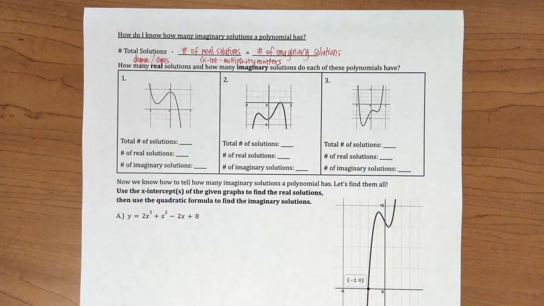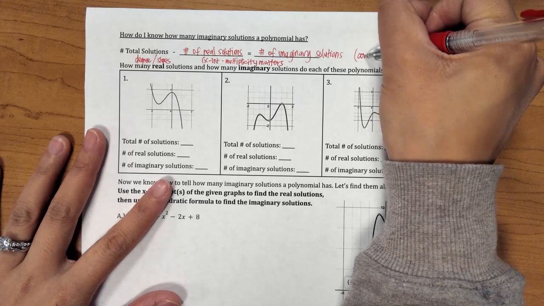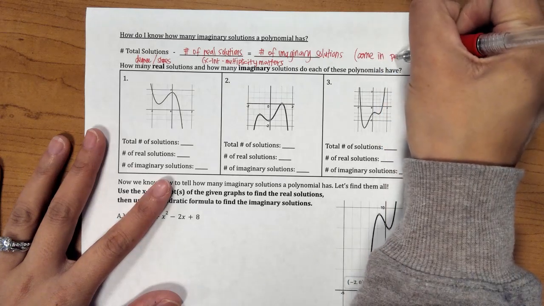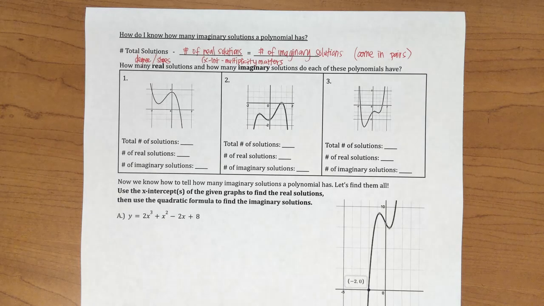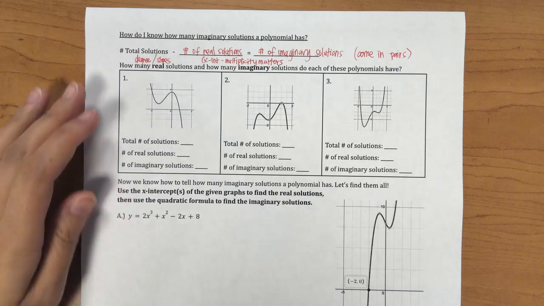Now, one thing to keep in mind is, since we have to use the quadratic formula for imaginary, or you have to have a square root of a negative number, you're always going to have one positive and one negative, which means that imaginary solutions come in pairs. You will always have one positive i and one negative i, and you're never going to end up with a single one.